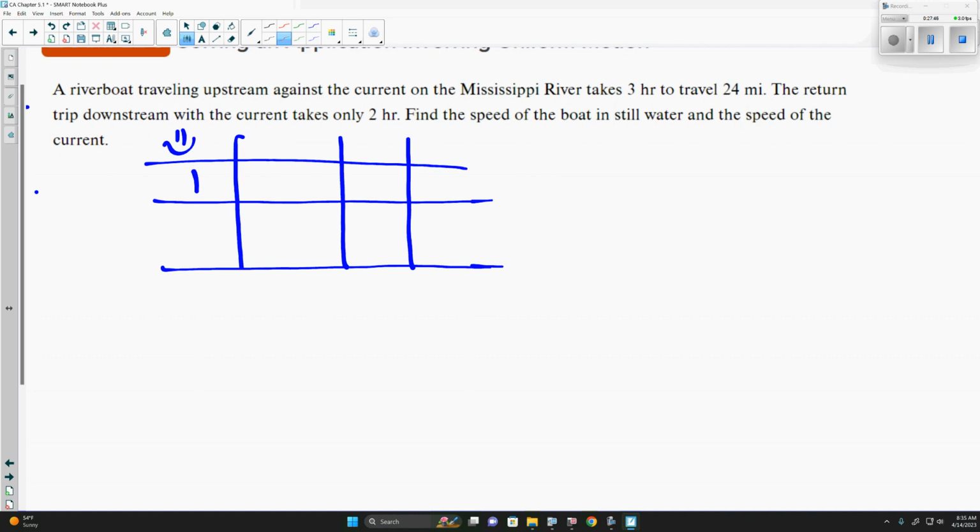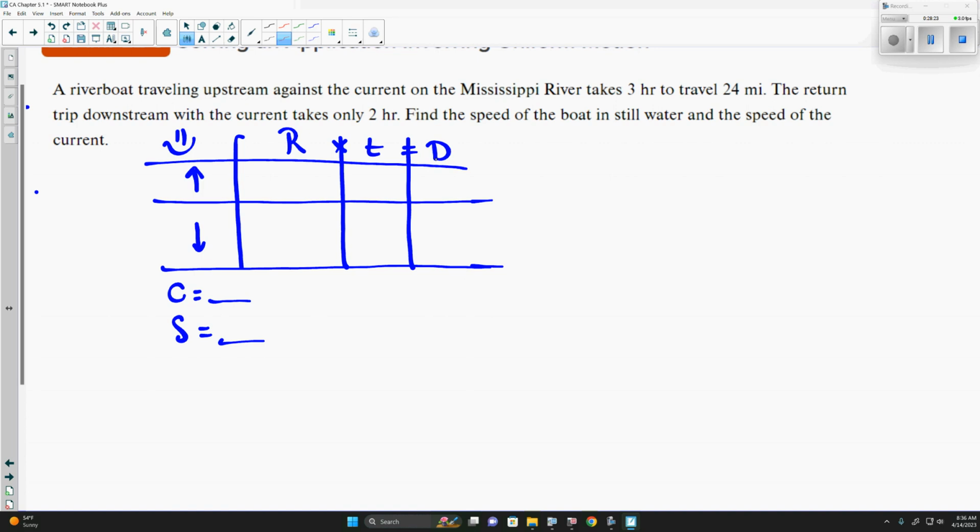Up and down the river. A riverboat traveling upstream against the current on the Mississippi takes 3 hours to travel 24 miles. The return trip downstream with the current only takes 2 hours. Find the speed of the boat in still water and the speed of the current. Current, speed, rate times time is equal to distance.